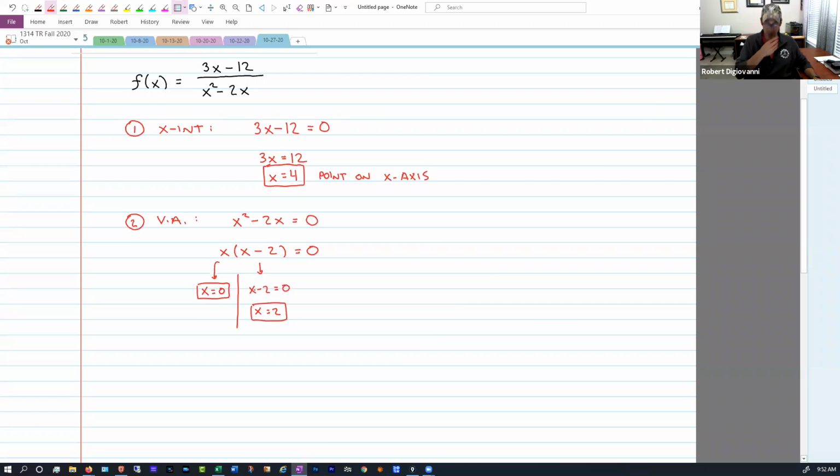Now, it's very important that at this point you realize that these two answers, 0 and 2, are not points on our graph. These are our vertical asymptotes. So I'm going to remind us here that these are vertical barriers, right?